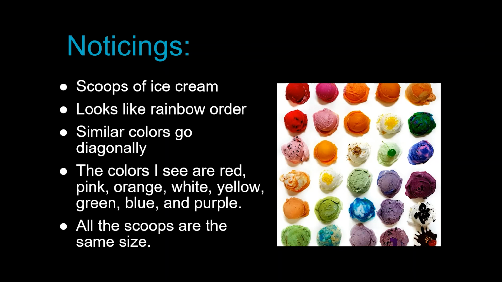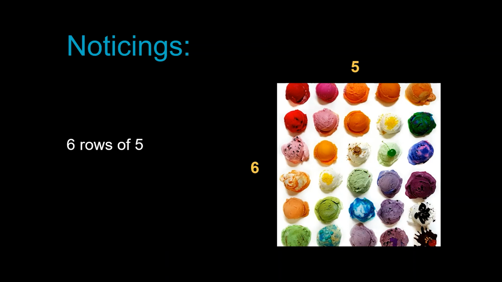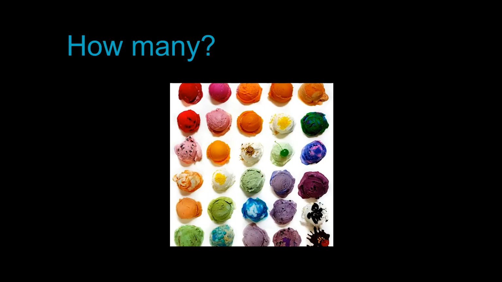Did you notice all the different colors there? Did you notice that the scoops are about the same size? There are a lot of things that we noticed. Something else you might have noticed is that there are 6 rows of 5 scoops. How many do you see, and how do you see them?